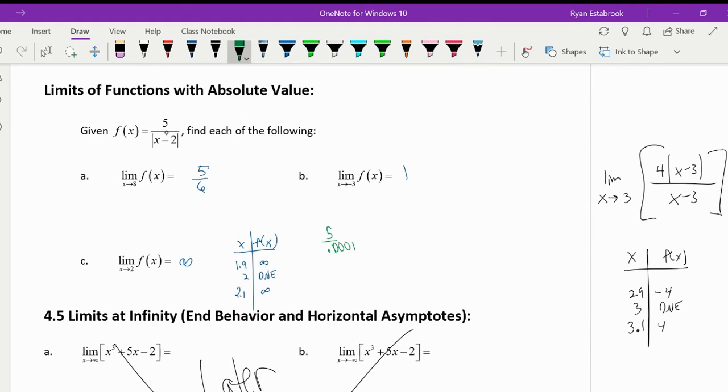If we plug in 2.1, 2.1 minus 2 is 0.1. 5 divided by that same number is going to be a relatively large number divided by a relatively small number, which is going towards infinity. So this limit, as x approaches 2, is going to be infinity.